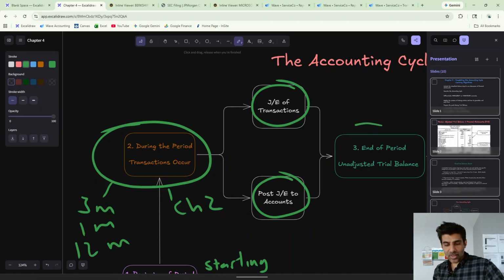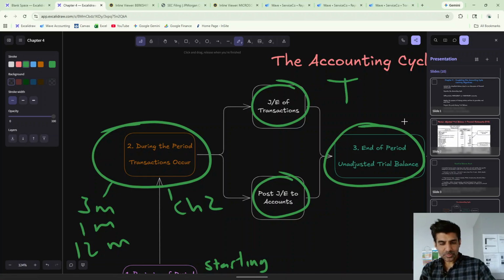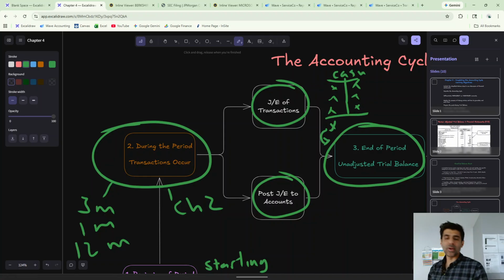So now at the end of the period, for cash, for example, we have a bunch of things that happen. We have debits and credits to cash. We're going to have some balance here, and that's going to be included in our unadjusted trial balance. And we're going to do that for all of our accounts, right? We're going to compile all of our ending balances as of the end of the period and put them into this unadjusted trial balance.